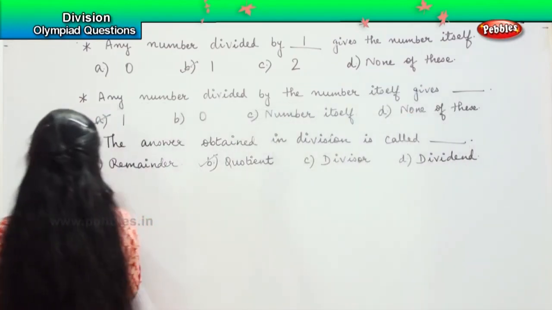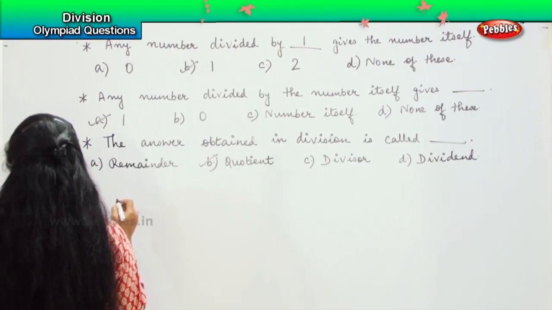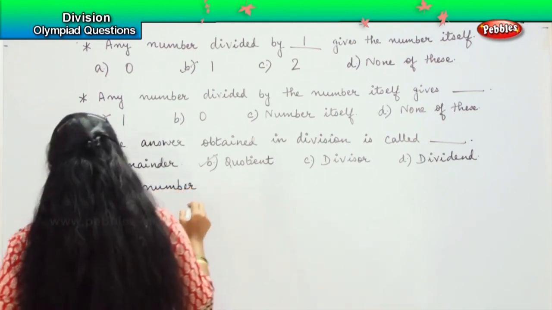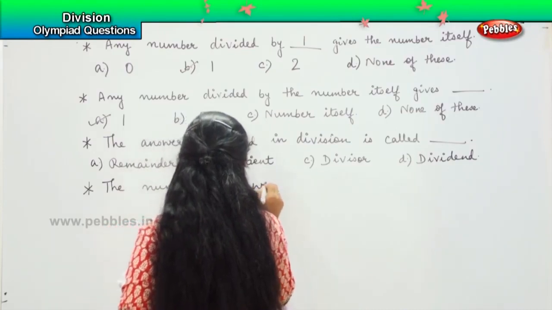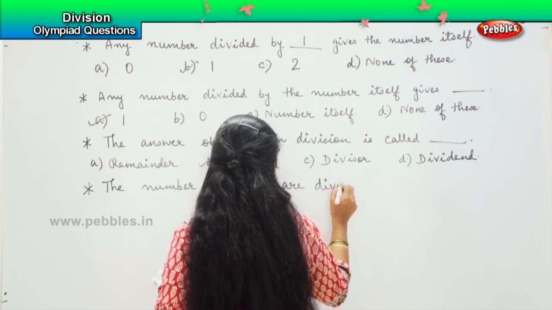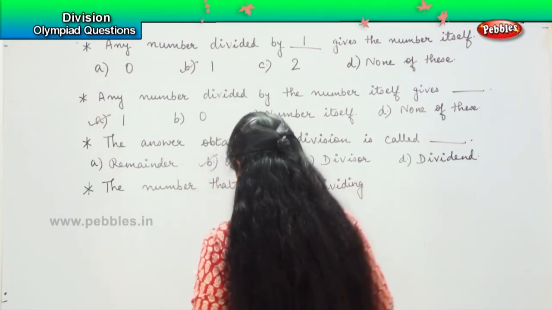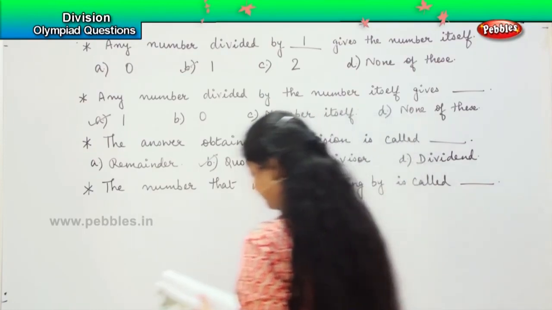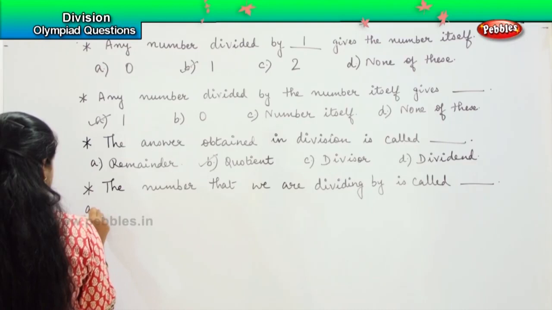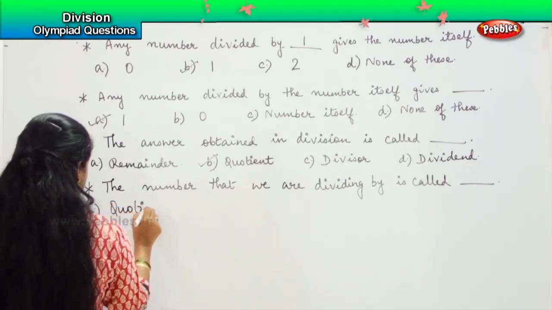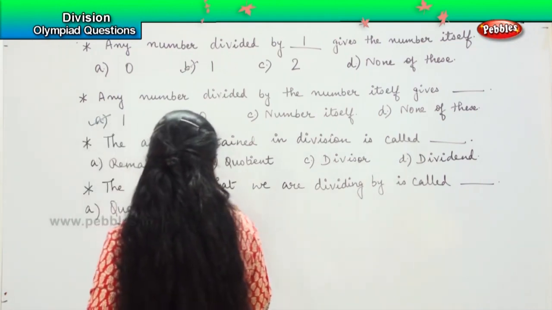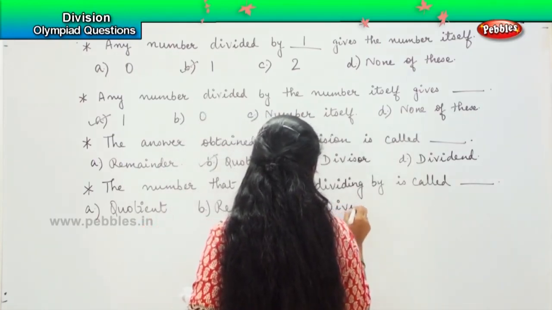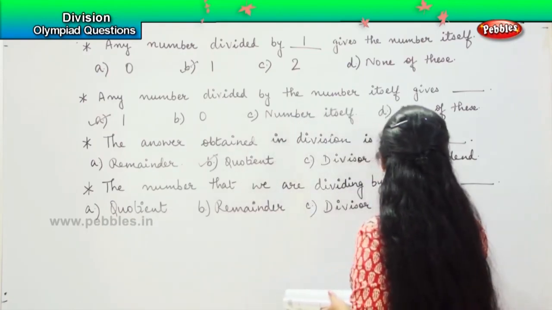Here is my next question. The next question says, the number that we are dividing by is called dash, and your options are quotient, remainder, divisor, and dividend.